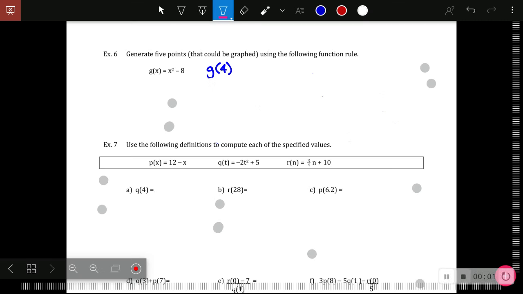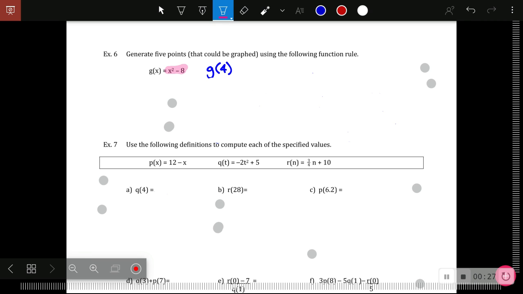Okay, this is Mr. Peterson, and we're on the last section of the 2.1 notes. This is page 4. So on example 6, we're supposed to generate 5 points, and the points should be shown in a way that you could graph them using the rule. In this case, the rule would be square the number and subtract 8. In other words, x squared minus 8.